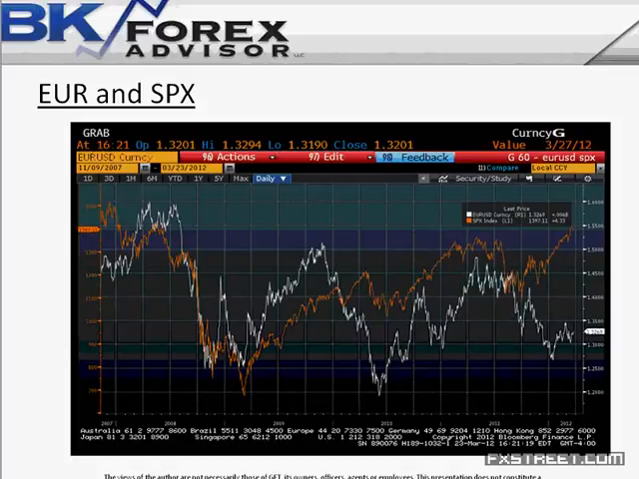And to make that question even simpler, you should ask yourself, do I think that investors are going to be optimistic today, or do I think they're going to be pessimistic? If they're going to be optimistic today, then there's a better chance than not that the Eurodollar is going to rally. And if they're going to be pessimistic, there's a better chance than not that the Eurodollar is going to sell off.